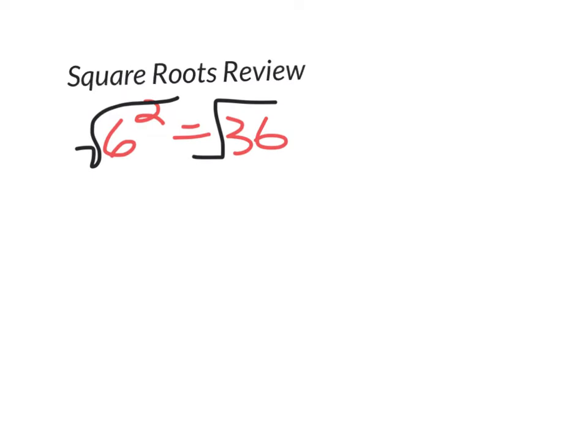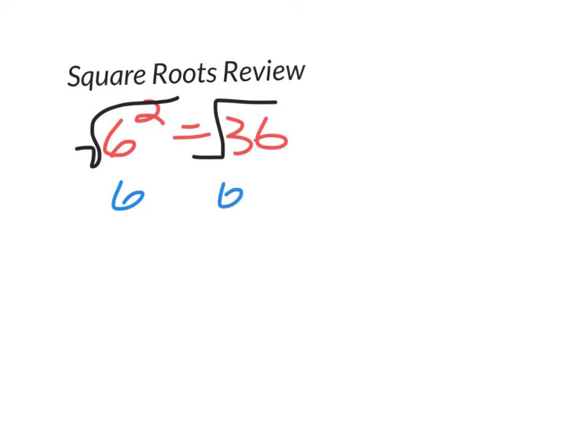I know that you know a lot about square roots, but I want to remind you that 6 squared equals 36. Well, what is also true is that if we take the square root of 6 squared, then that equals 6. Basically, if we have 6 squared, it would be 6 times 6, so the square root of that is 6. And then, of course, the square root of 36 is 6, okay?